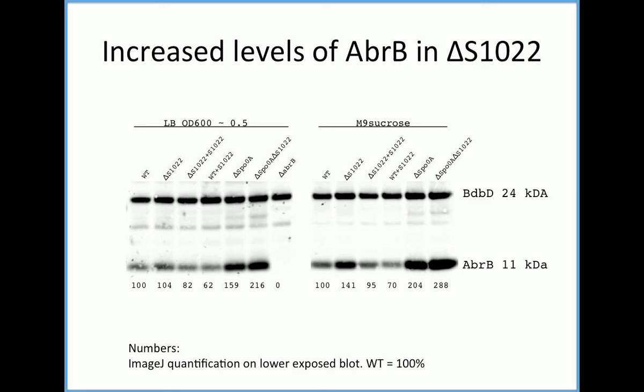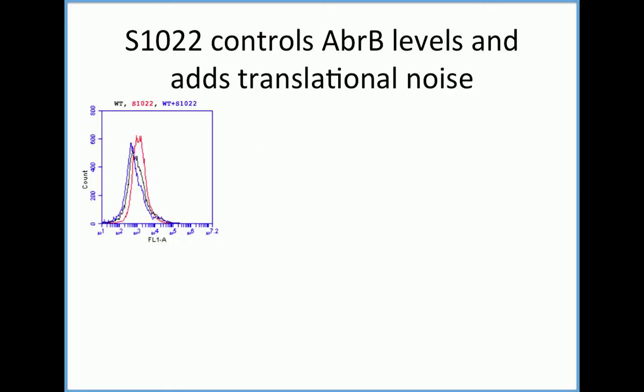If we add in the same plasmid into the wild type, so we've now got 2 copies of S1022 in the cell, we reduce the level of AbrB within the cell. And if you remember back to the diagram where I was talking about the regulator of AbrB being SPO0A, if we delete SPO0A from the cell, we end up with about 100% more AbrB, and then we end up with 300% more AbrB, or 200% more AbrB when we delete the SPO0A and the S1022, which does suggest that S1022 is having quite a large influence on AbrB itself.